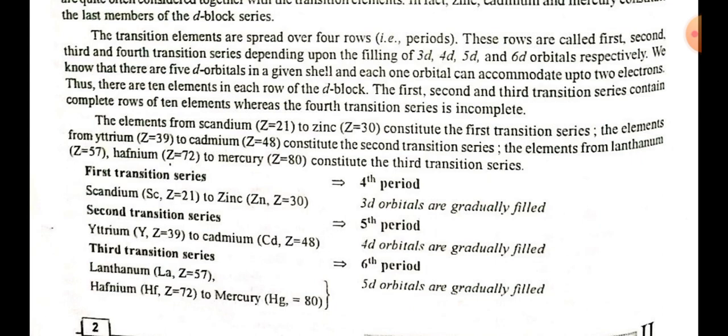First transition series, fourth period, that is scandium to zinc: 3d orbitals are gradually filled. Second transition series, fifth period, yttrium to cadmium: 4d orbitals are gradually filled. Third transition series, sixth period, lanthanum, hafnium to mercury: 5d orbitals are gradually filled.